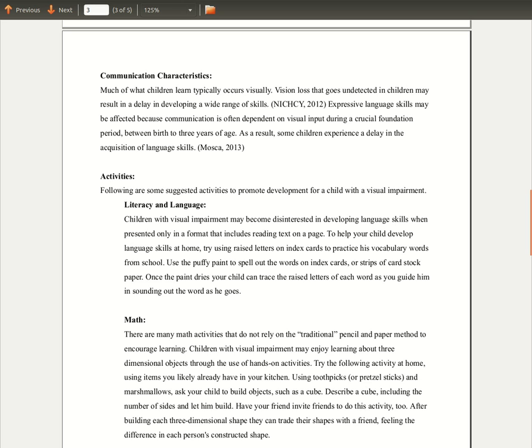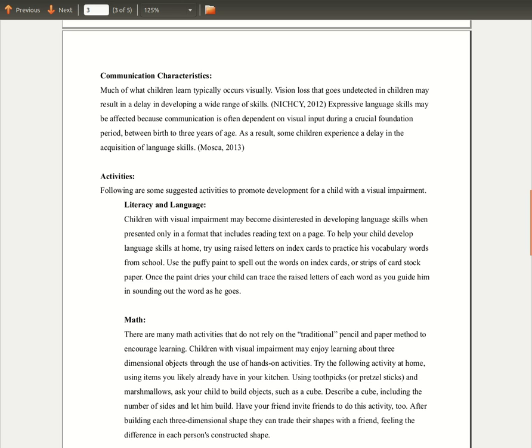So as a parent, what can you do? What can you do to help foster development or promote development for your child who may have a visual impairment? Well, one activity for literacy and language, because I have already said that children with visual impairment may become disinterested in developing language skills, especially when they're only presented in a format that includes reading text on a page.